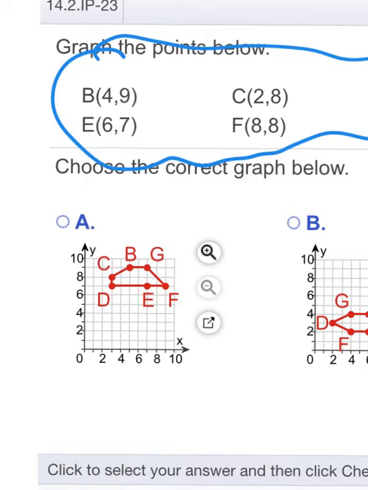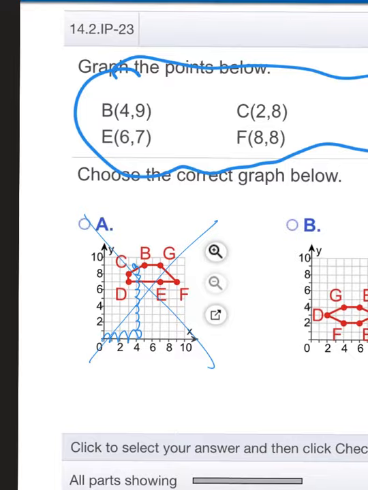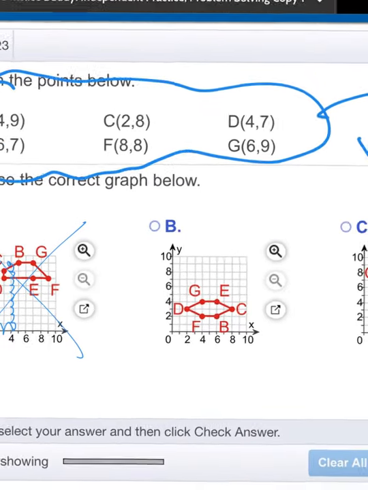So 1, 2, 3, 4. And then 1, 2, 3, 4, 5, 6, 7, 8, 9. So that's not in the right spot. That says 5, 9. So we automatically know that that one is wrong. See how I'm doing that?